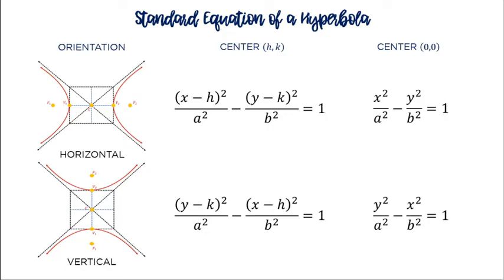When the positive part, meaning yung nasa unahan, ay si x minus h, so the orientation is horizontal. Yung negative part natin dito ay si y minus k. If positive si y minus k and negative si x minus h, vertical naman yung hyperbola natin. Okay?